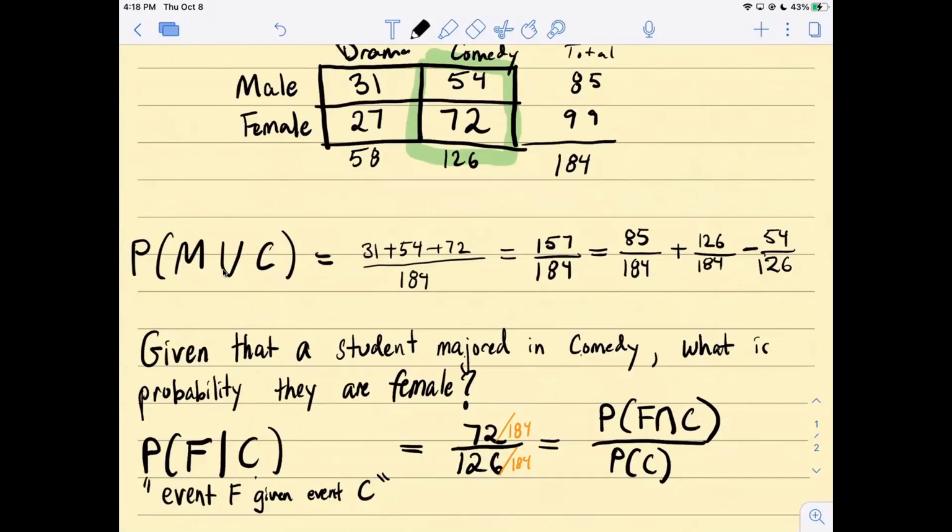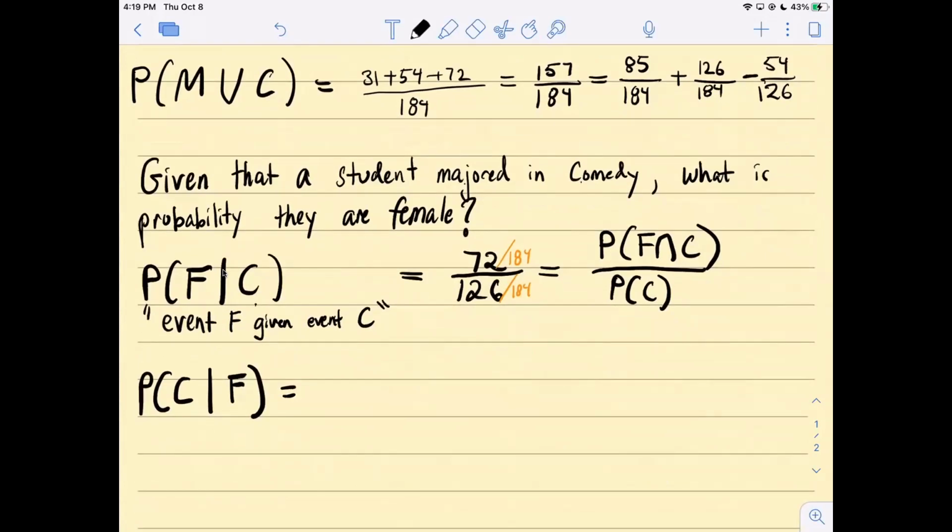Olivia, do you want to explain what you did? So basically what I did is, since we know they're going to be female, I looked at the total female for the denominator, which is 99. And then we know that they're studying comedy, so that would be the 72 number still. That would be the numerator. Awesome. So same deal. This time the numerator doesn't change because it's still people who are females and comedy majors, but the denominator is out of all females. So given that we know it's a female in that set, what's the chance that it's a comedy major?